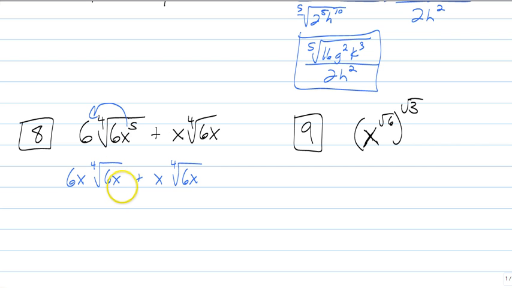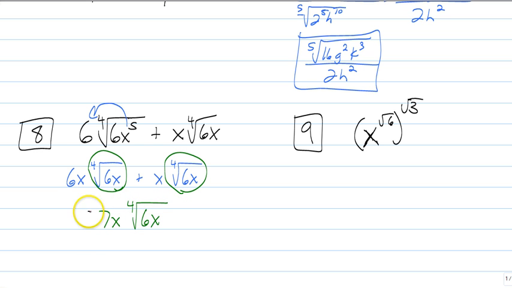Now these match. These are the same kind of base. So when you have the same base, you can add coefficients. I have 6x and 1x, so 7x, 4th root of 6x. And that's my final answer. But again, first thing we did was pull that out.